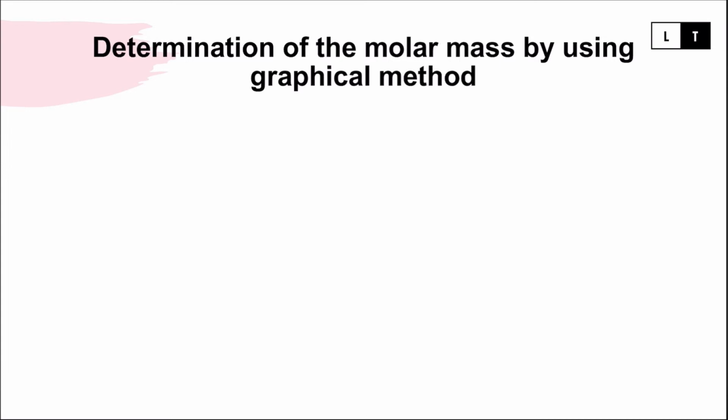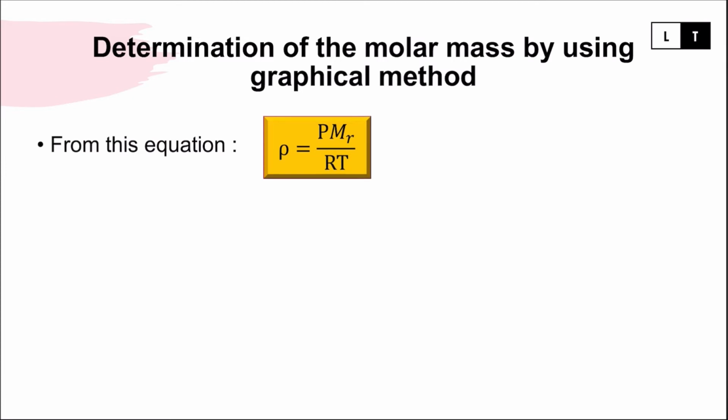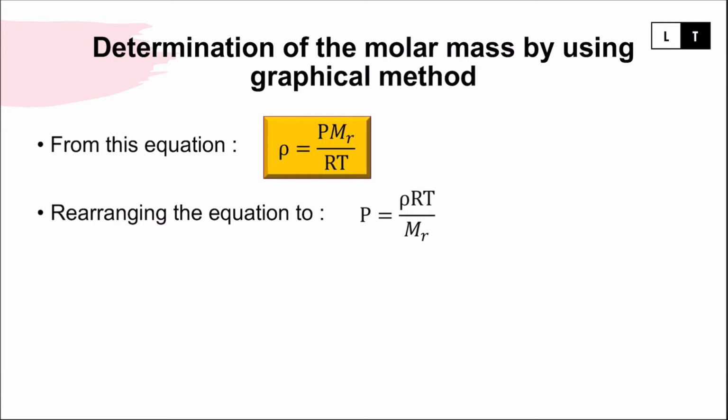Satu benda ekstra yang awak perlu faham juga, kita juga boleh tentukan molar mass menggunakan graphical method. So bila graphical method, you have to plot the graph. So from this equation, this is what we've learned so far, the relationship between ideal gas law equation with the density and molar mass. Bila kita rearrange the equation, kita jadikan pressure sebagai subject, I will have this one, and then seterusnya, kita akan dapatkan linear graph equation.